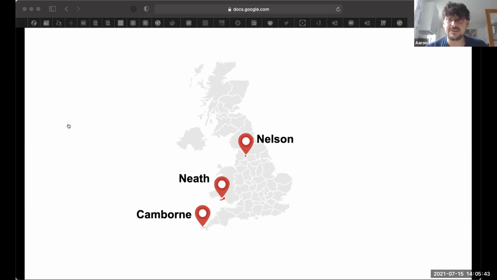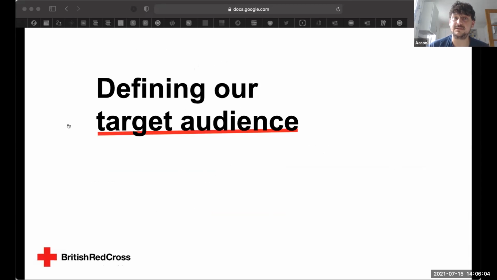So where we're doing the work is across, as Gordon's mentioned, Nelson in Lancashire, down in South Wales in Neath, and in Camborne in Cornwall. So we've got team members, innovation officers, that you met Cara a few moments ago, based in each of these locations, embedded into the community to really help us get to grips and get those networks formed. But I'll pass you over to Charlotte to talk through how we are defining the target audience before I come back in a bit later.